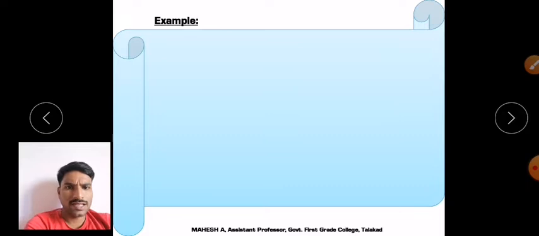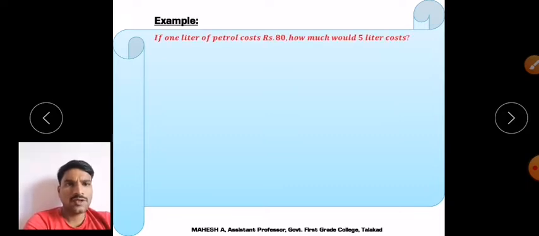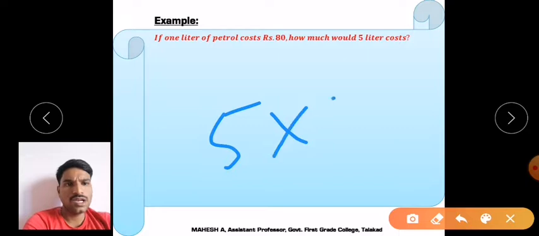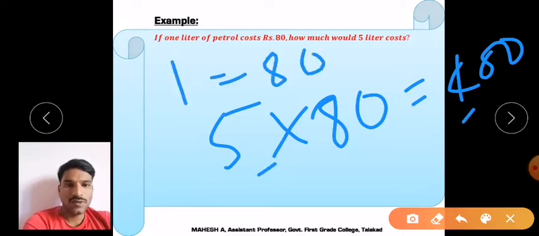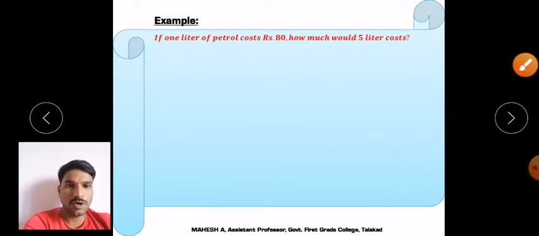So if we take an example: if 1 liter of petrol costs 80 rupees, how much would 5 liters cost? Assume that you are going to a petrol bunk and filling petrol. If the person at the petrol bunk says that 1 liter of petrol costs 80, then how much would 5 liters cost? You calculate that 1 liter is 80, so for 5 liters it will be 400. So this is the proportion. If 1 liter is 80 rupees, then 5 liters will be 400 rupees. These two are equal. This is how we can express it in the form of proportion.